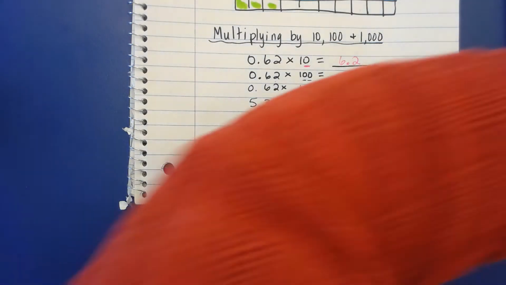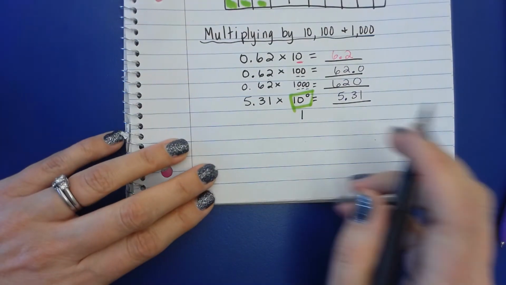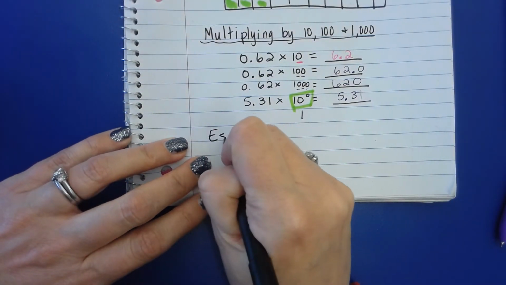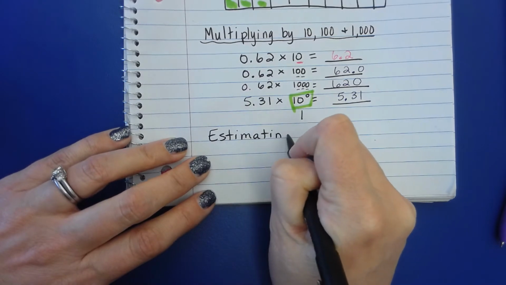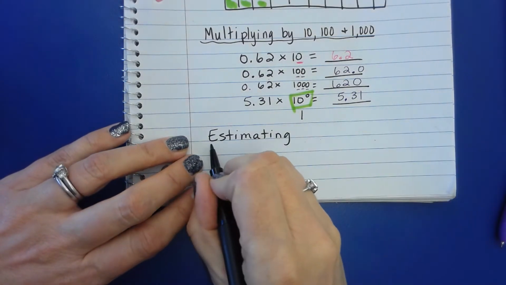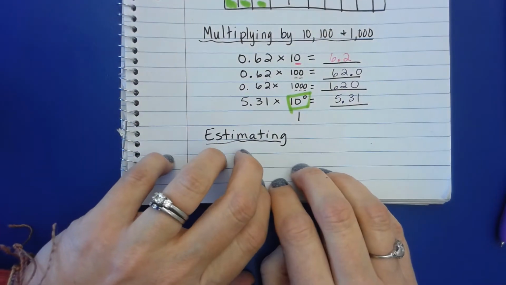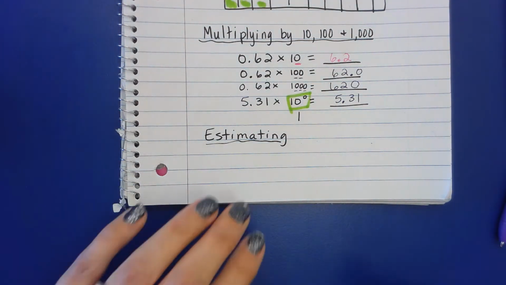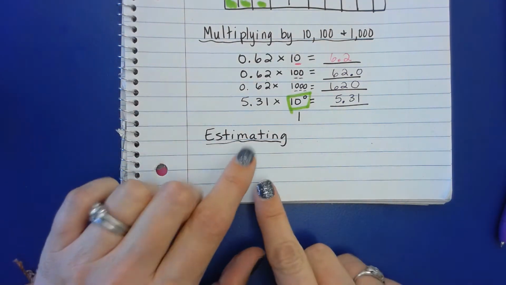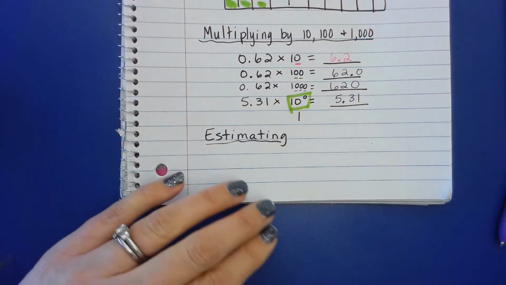Okay, and then the last example I want to show you is a quick estimating. Whenever you see estimating for multiplying, that's going to be a pretty basic concept and it's really important to estimate because multiplying decimals gets pretty tricky. Estimate first, and then that will help you see if your final answer is actually correct or not.